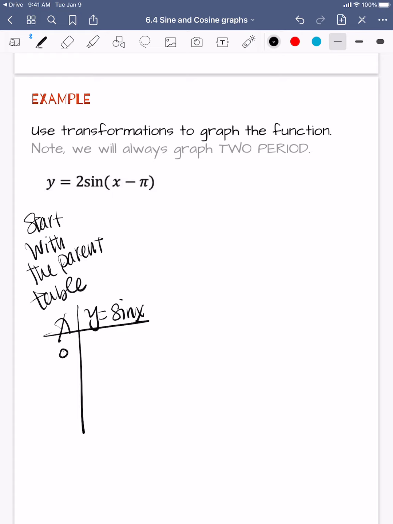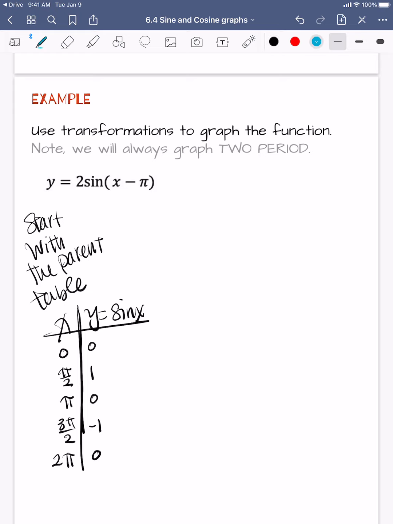So I try not to memorize too much. I'm not going to memorize a table. That would be ridiculous. But I know my trig ratio values. So sine of 0 is 0. Sine of pi over 2 is 1. And so on. So I've got those memorized for sure.